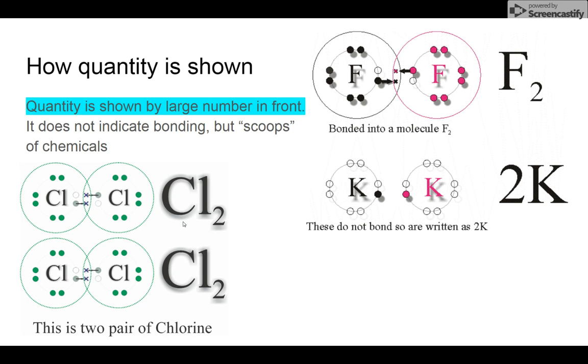This is 2-pair. Cl2 is written this way because there's a bond between these two chlorines, but there's no such bond this way, up and down. So we would call this 2-pair of chlorine molecules. If you think of blue jeans, it makes sense. Here is a pair of blue jeans. Here is another pair. So you would call this 2-pair of blue jeans, not one 4-legged blue jean.